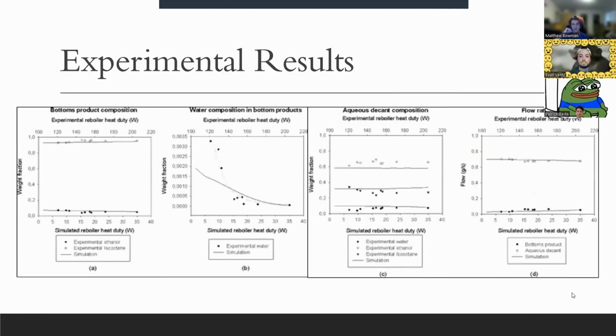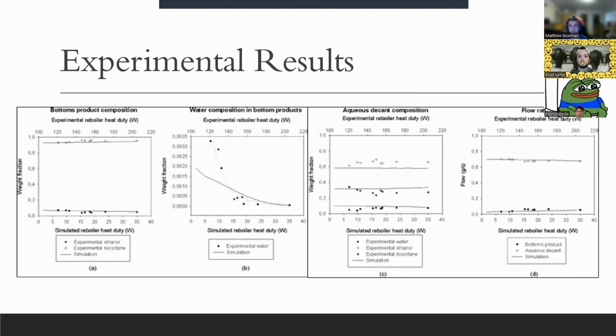All right, and then here are the experimental results from the article. This first graph here on the left, labeled A, is the bottoms product composition as a function of the reboiler heat duty. As shown, when varying the heat duty of the reboiler, the weight fraction of the ethanol and isooctane do not vary very much. However, when looking at the water composition in the bottoms product, the water composition does vary a decent bit with the heat duty. Increasing the heat duty will decrease the amount of water in the bottoms product, which is desired.